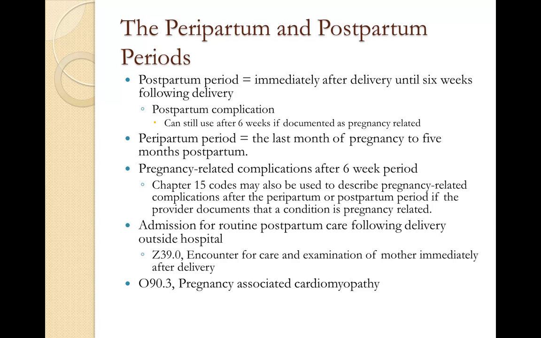All right, in terms of our peripartum and postpartum periods, peripartum just kind of talks about the last month of pregnancy up to 5 months postpartum. One of the conditions that can arise in that period is cardiomyopathy, which is this O90.3 code. Postpartum, we still have our 6-week mark, so 6 weeks after delivery. If something occurs past that period, you can still use those codes if the physician is indicating that it is pregnancy related.